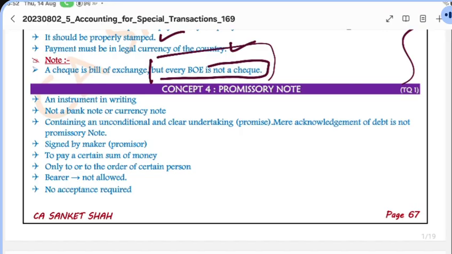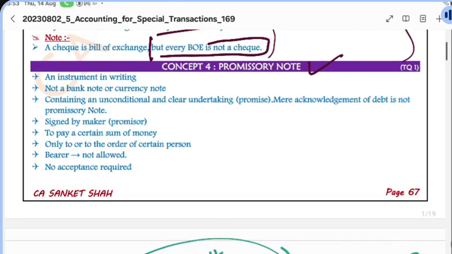Okay, think and answer. Now next comes the promissory note. What is a promissory note again? It is also an instrument in writing.